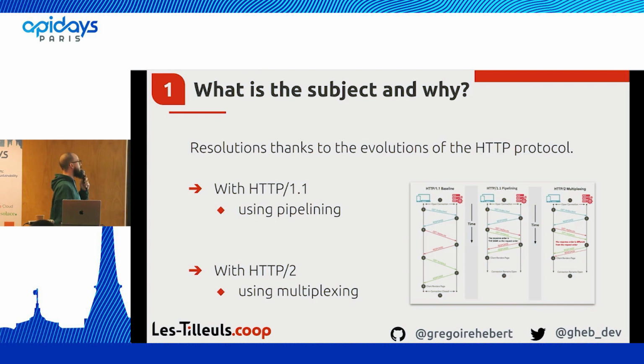Some resolutions. Thanks to the evolutions of the HTTP protocol, there is this. With HTTP 1.1, we have pipelining, and with HTTP 2, multiplexing. Who is aware of pipelining? By hand? Okay, 1, 2, 3, 4. Okay, some. Okay, and multiplexing? Same persons. Okay, same people.